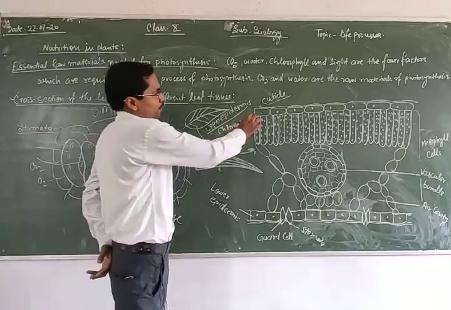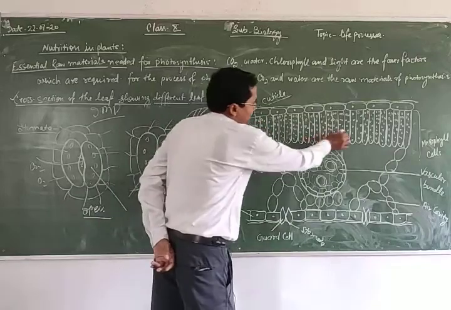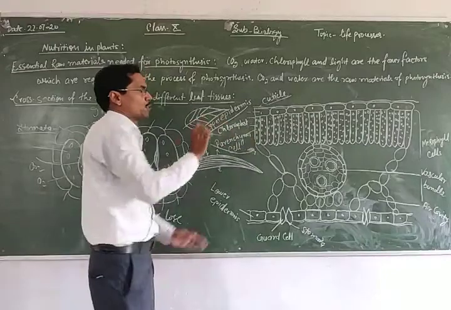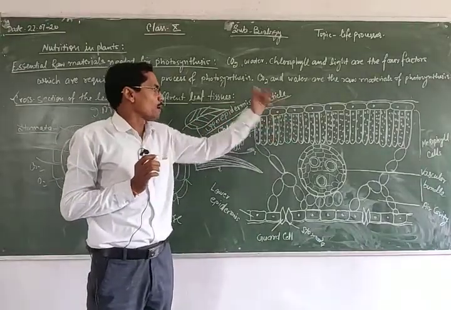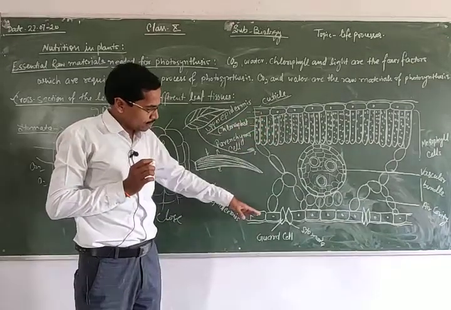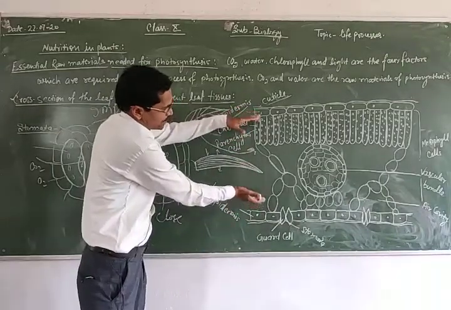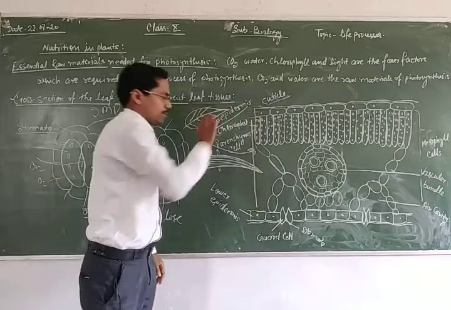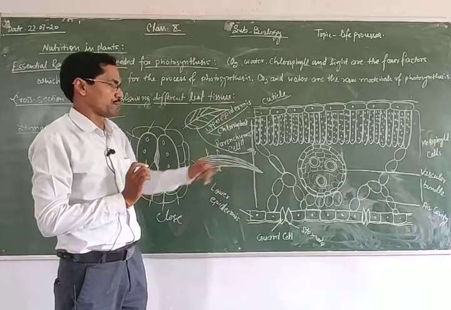You see, below the upper epidermis, parenchymatous tissues are present. These parenchymatous tissues are palisade-like, and a large number of chloroplasts are present. Between the upper and lower epidermis, all the tissues present are known as mesophyll cells. These mesophyll cells are found in each and every leaf.